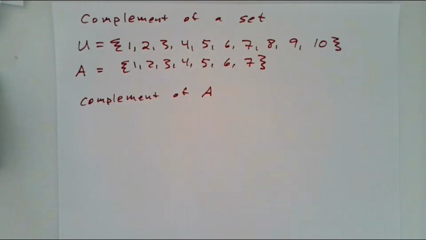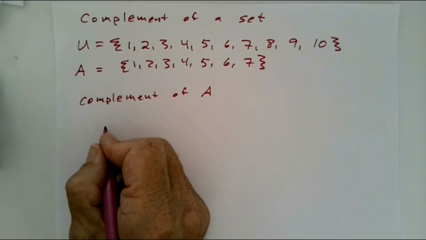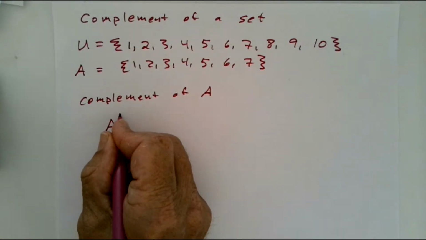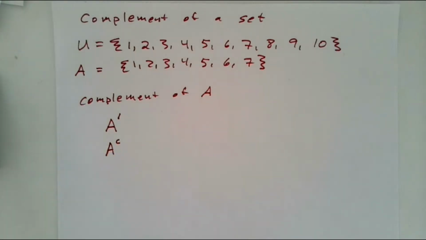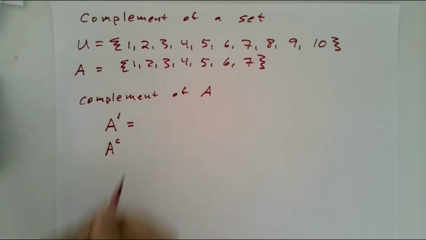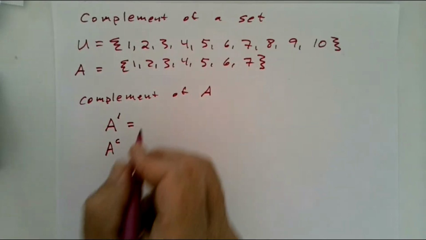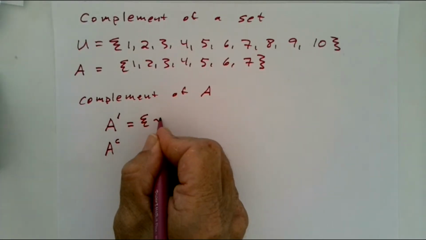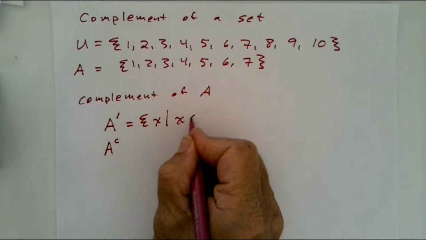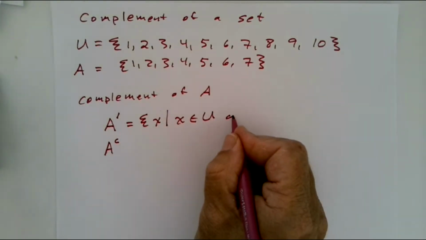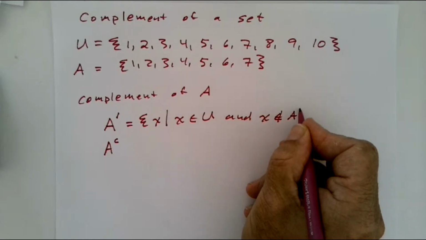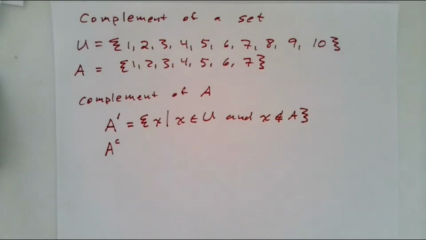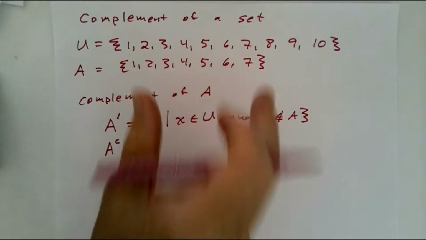How do I find the complement of A? Well, the notation that is used is A with a bar, or sometimes A with a little c, depending on the textbook you're using. But the complement of A is defined as elements X such that X is in the universal set and X is not in A. So you see complement, you're going to say what? You're going to say all those numbers that are not in your set that you're given.